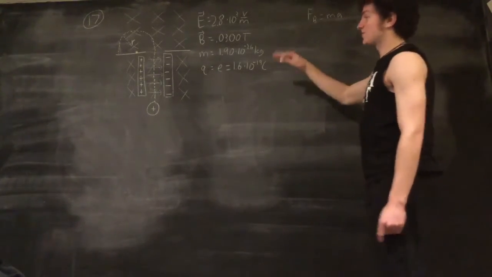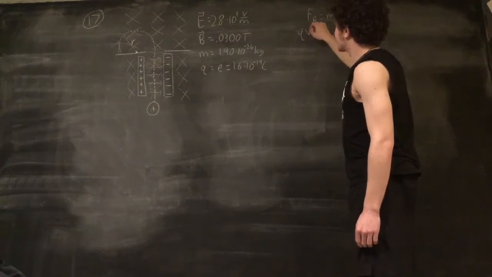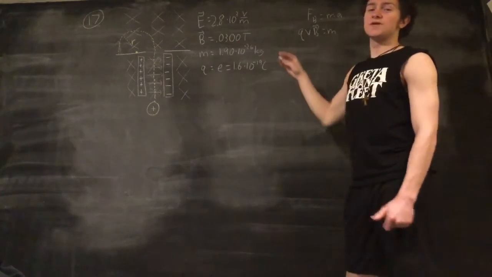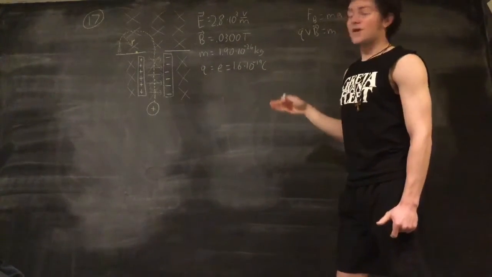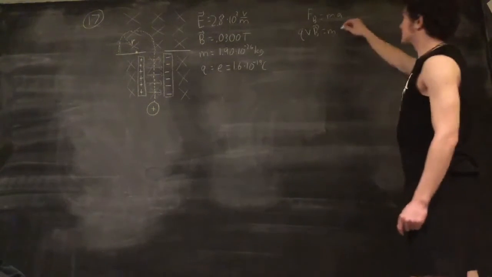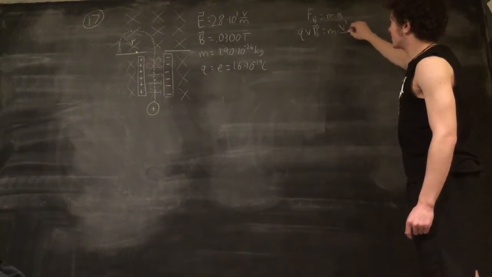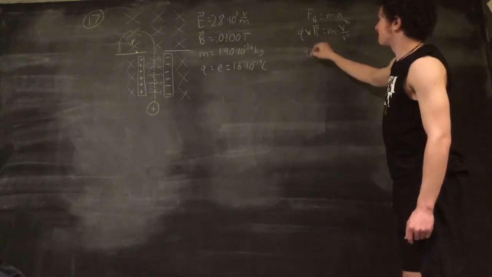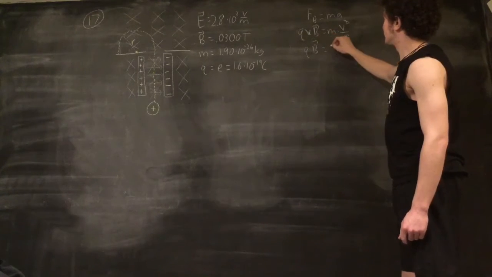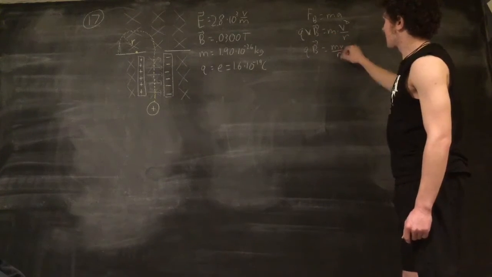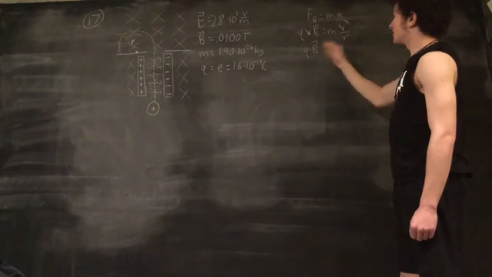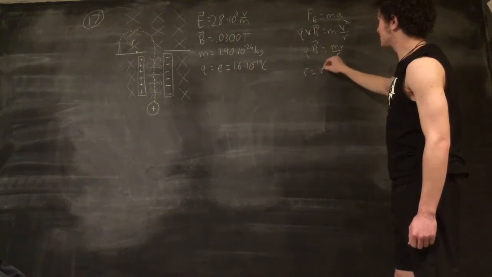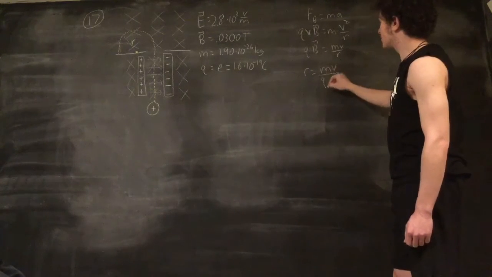We know F_B for a particle is q times the velocity times the magnetic field. And since it's moving in a circle, because a magnetic field can only affect the direction of the motion of a particle, instead of acceleration, we're using v squared over r. The v on this side cancels out with the v squared. Okay, now we just have to solve for the radius. Multiply both sides by the radius, divide both sides by q times the magnetic field.